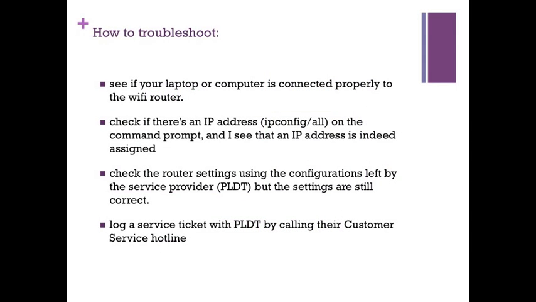So let's do a recap on how to troubleshoot when there's no internet connection. Number 1. See if your laptop or computer is connected properly to the router. Number 2. Check if there's an IP address on the command prompt and see that an IP address is indeed assigned. Number 3. Check the router settings using the configurations left by the service provider. But when all the settings are still correct, you need to log a service ticket with the service provider you are subscribed to by calling their customer service hotline.